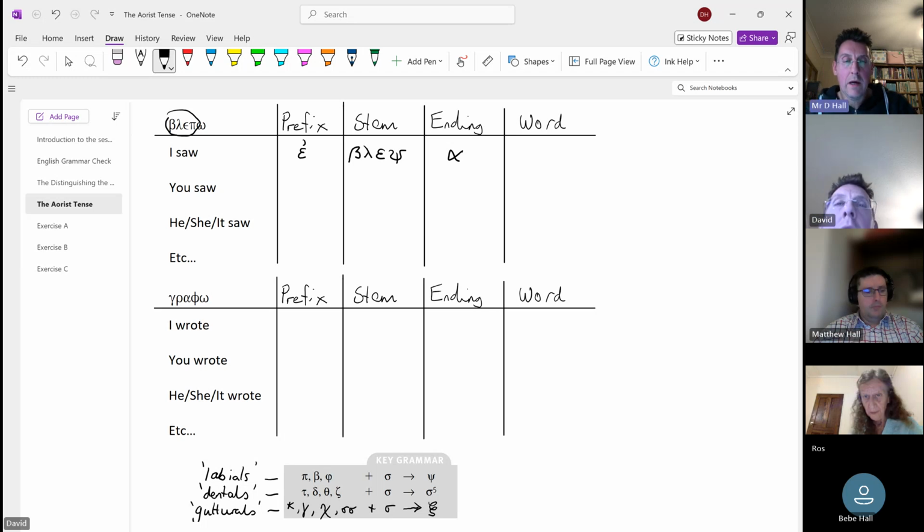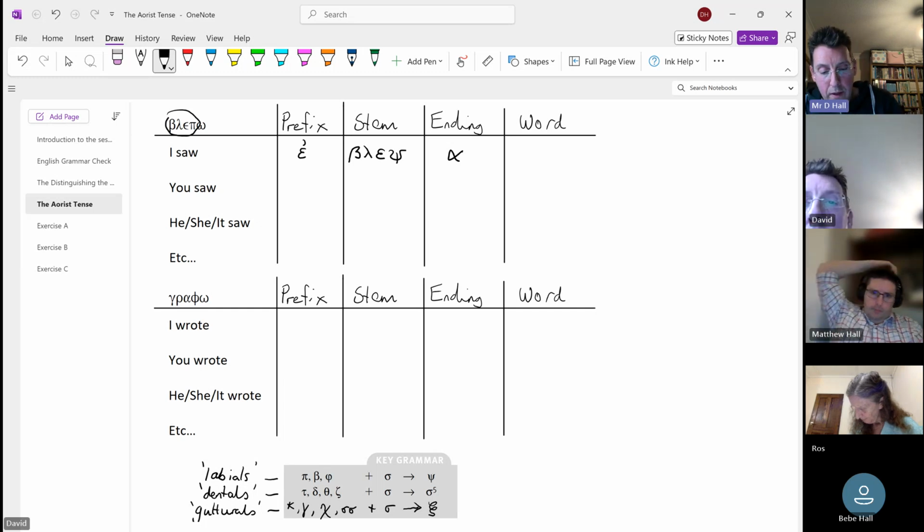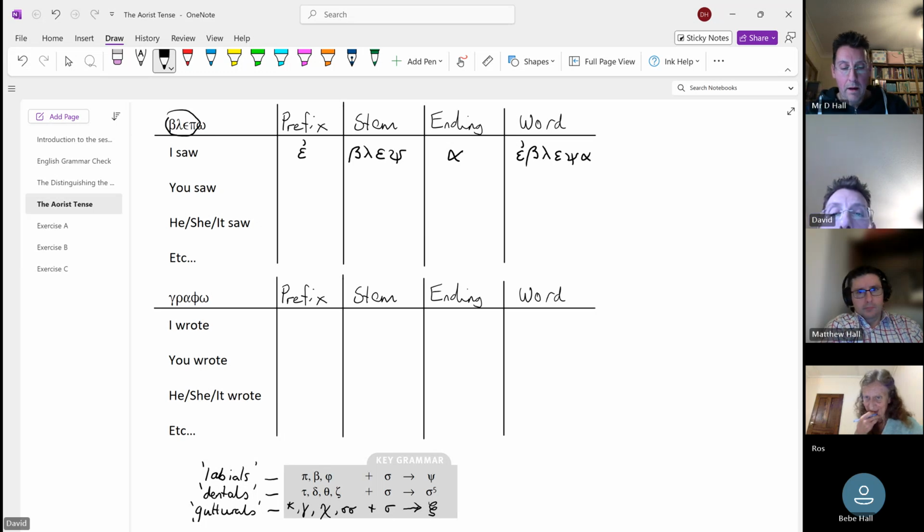So here we have, rather than ble, we change the pi and the sigma, as I say, into psi, and then we create our word like that. So blepo goes into eblepsa, and then all of the other endings do exactly the same thing.